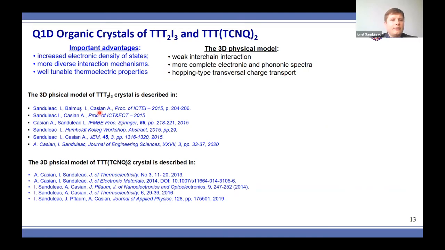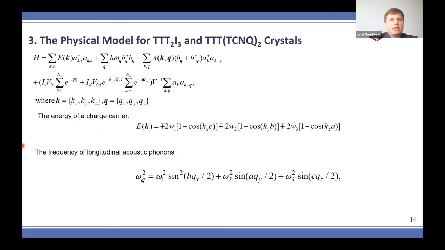So the three-dimensional physical model of both crystals is presented in these papers. And briefly, we have constructed it based on a Hamiltonian, considering the electronic part and the phononic part. Also, we considered electron-phonon interactions, and also the impurity scattering in the material, because it's very important to consider also the defects of the lattice and the impurity scattering. We are talking about organic materials, so as you can guess, in such organic materials, the chemical bond is not very high, so different crystalline structures can appear, crystalline defects can appear.